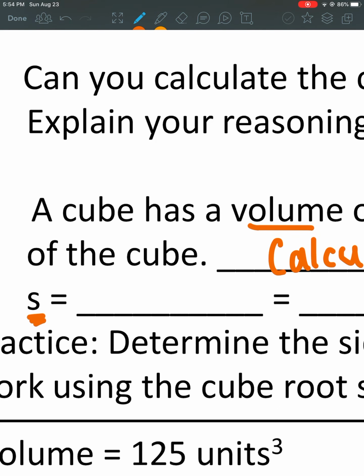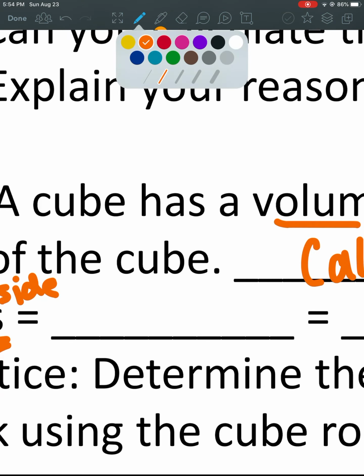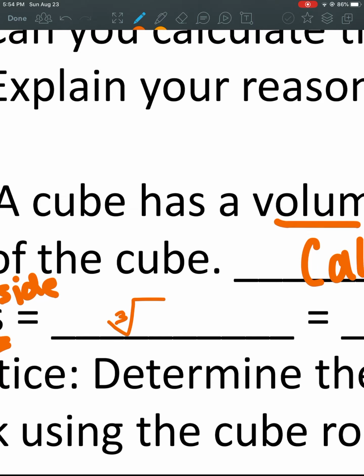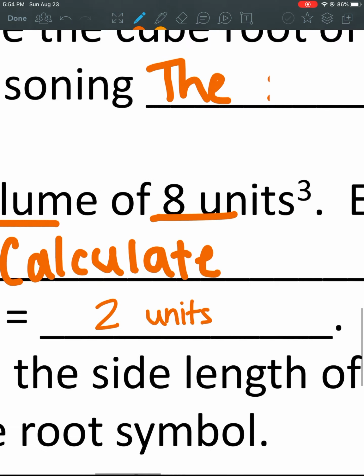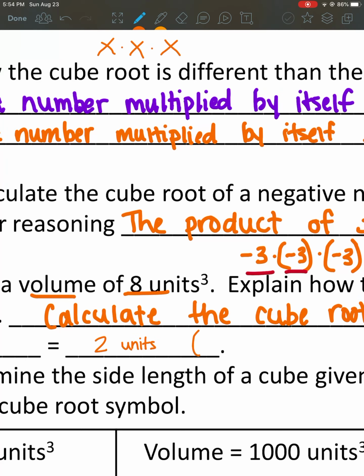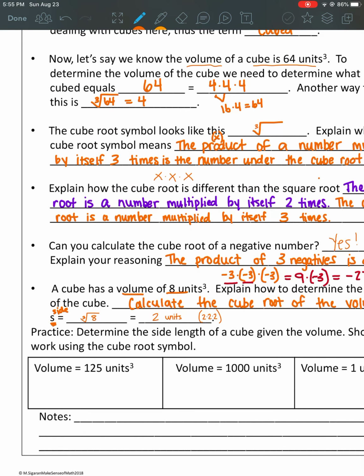So let's look at what this would look like. So to find the side, S stands for side length of this cube. We know the volume is 8, so we're going to take the cube root of 8, and the cube root of 8 is 2. So we know each side in this cube is 2 units. I figured that out because I knew that 2 times 2 times 2 is 8. And I kind of talked about that in that example up there, up at the top.